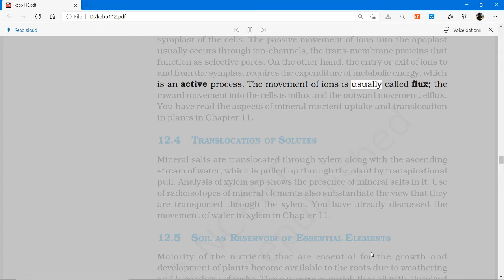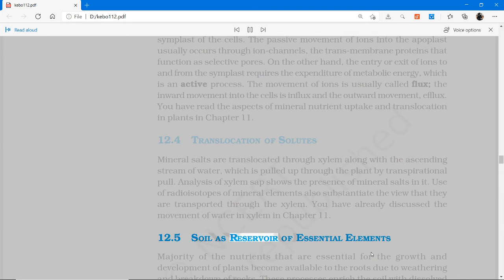The movement of ions is usually called flux, the inward movement into the cells is influx and the outward movement, efflux. You have read the aspects of mineral nutrient uptake and translocation in plants in Chapter 11. 12.4 Translocation of Solutes. Mineral salts are translocated through xylem along with the ascending stream of water, which is pulled up through the plant by transpirational pull. Analysis of xylem sap shows the presence of mineral salts in it. Use of radioisotopes of mineral elements also substantiate the view that they are transported through the xylem. You have already discussed the movement of water in xylem in Chapter 11.